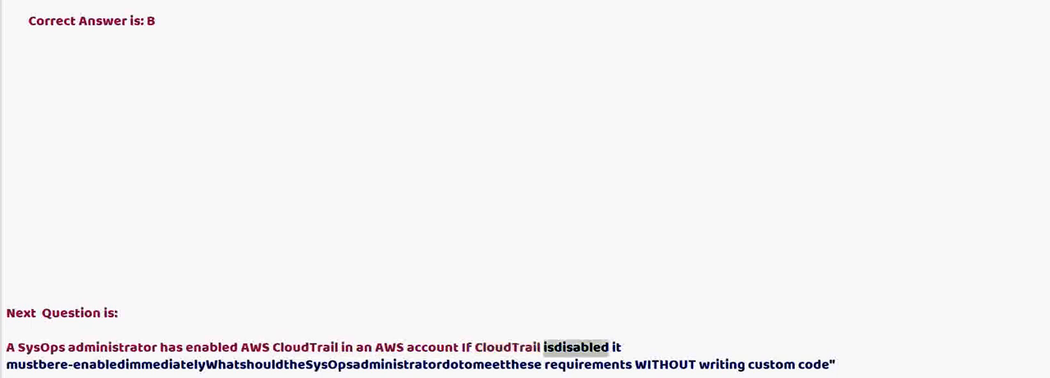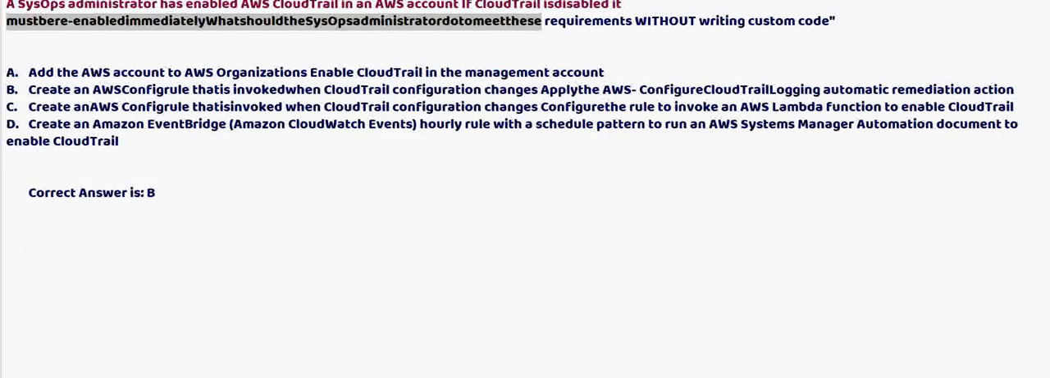If CloudTrail is disabled, it must be enabled immediately. What should the SysOps administrator do to meet these requirements without writing custom code? A. Add the AWS account to AWS Organizations. Enable CloudTrail in the management account.